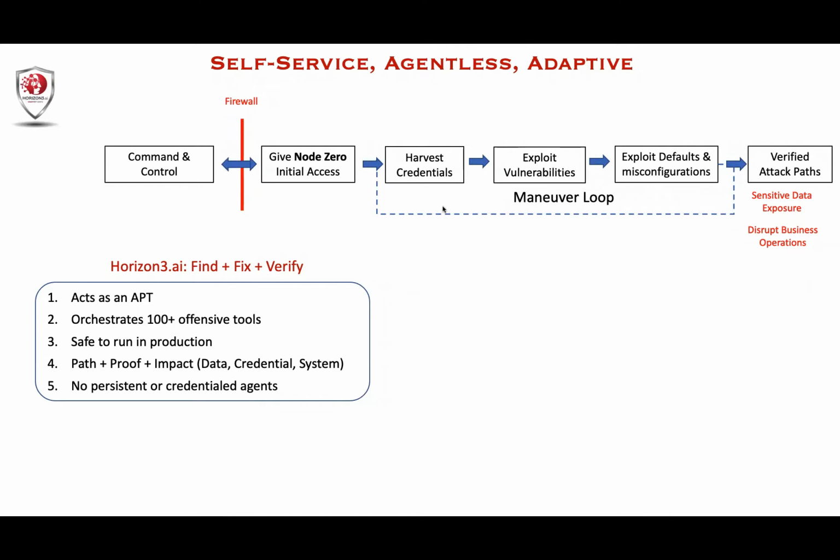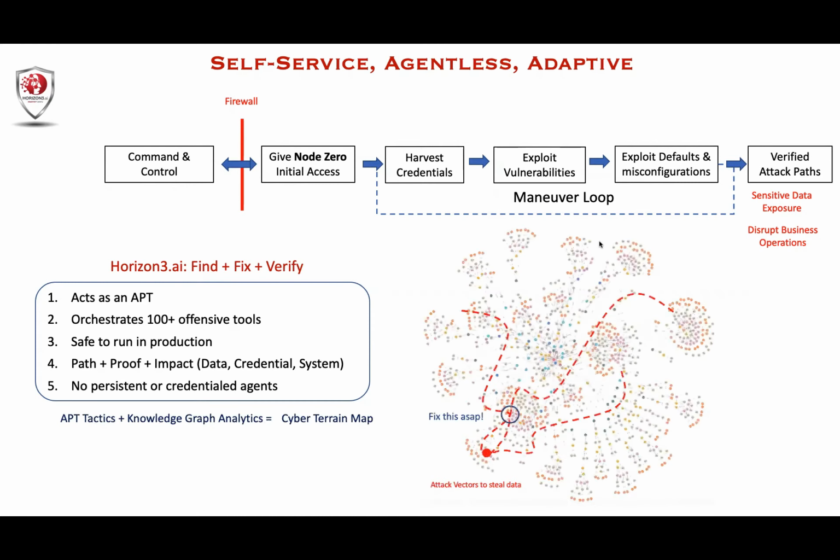Rather, it is trying to figure out how to chain and combine these different problems together in order to achieve an effect. And that effect is sensitive data disclosure or trying to disrupt business operations. And the way it does that is it is generating a knowledge graph as it executes the pen test. And that knowledge graph represents your cyber terrain.